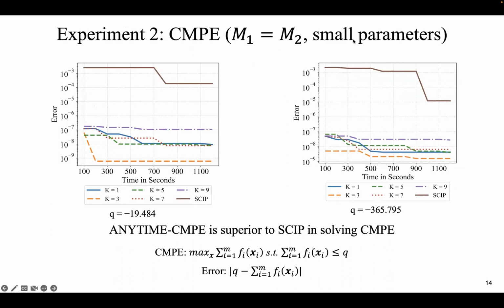On another set of benchmarks where we assume that M1 is equal to M2, so the 2 graphical models, M1 which specifies the optimization problem and M2 which specifies the constraints, are the same.